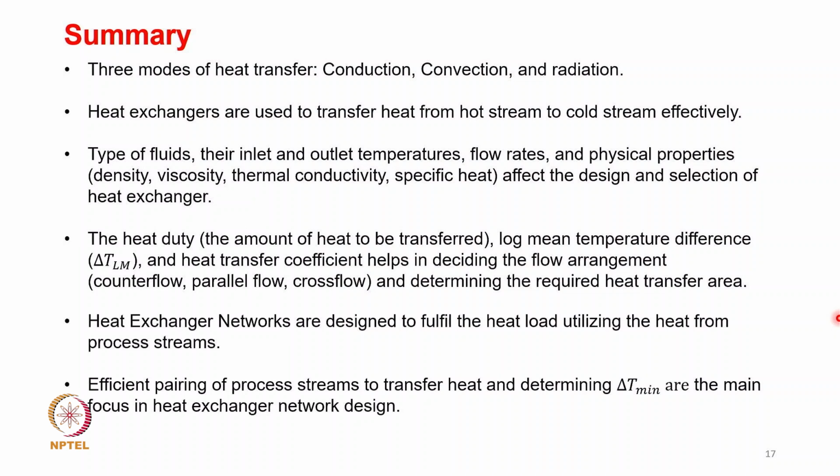The heat duty, which is the amount of heat to be transferred, logarithmic mean temperature difference, and the heat transfer coefficient help in deciding the flow arrangement. So you need to actually pick one among counter flow, parallel flow, or cross flow. So these are the conditions that help you pick one among those, and of course in determining the overall heat transfer area. Heat exchanger networks are designed to fulfill the heat load utilizing the heat from process streams, which are either cold or hot, by integrating them together. Efficient pairing of process streams to transfer heat, determining delta T, are the main focus in heat exchanger network design.